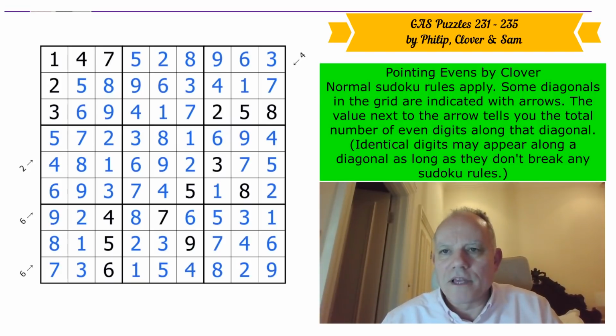I hope you had a go at those. They were very interesting puzzles, and I will be interested to see the times.